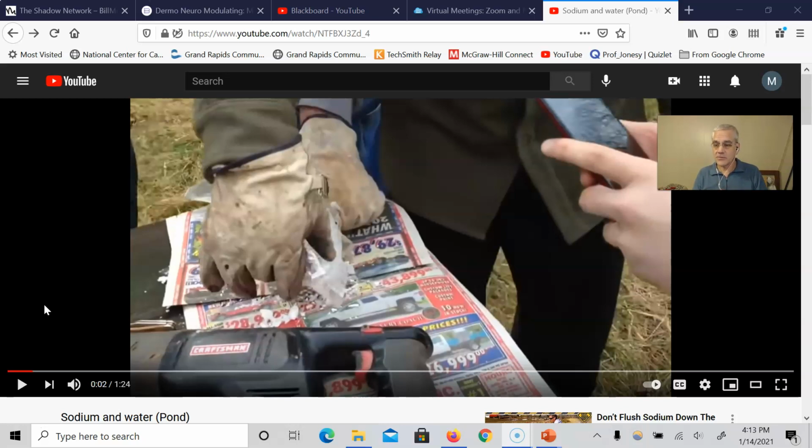Now, remember, solid sodium is in its elemental form. That means it has that extra electron, one electron in that outer shell, just flying around. Sodium would like to get rid of it, but when it's in its solid form, it can't, so it just stays there. Well, when this guy throws it in the water, it can get rid of that extra outer electron to the water itself, but it gets rid of it very, very rapidly and very aggressively. And here's what happens.